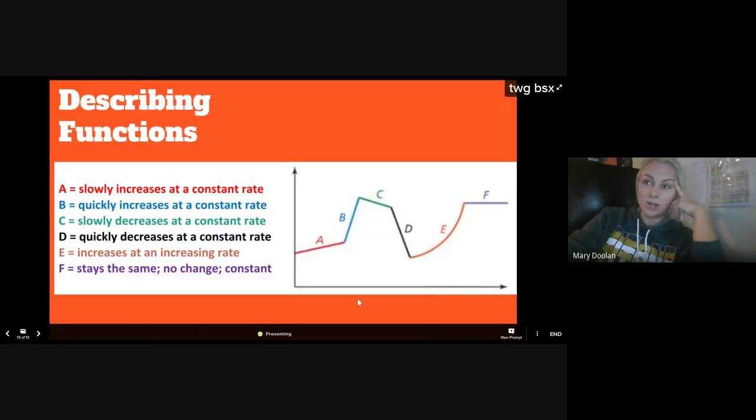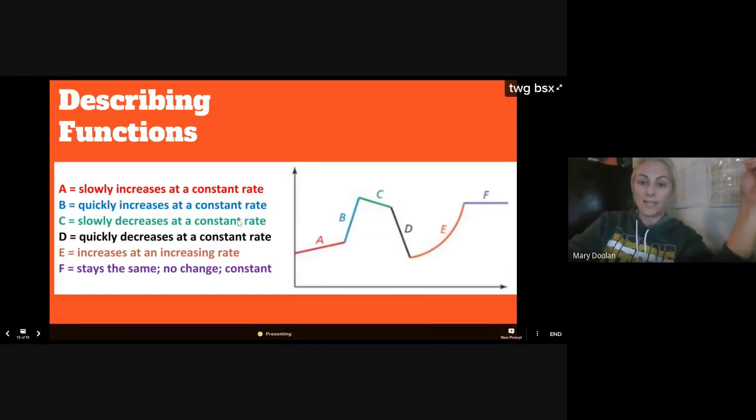Describing functions. This is a chart for you with a piecewise function. So over here, this is a function with different pieces that have different properties. So piece A, piece B, piece C, D, E, and F are all defined over here in ways that you can describe functions. So for piece A, it has positive slope. It is going uphill to the right. So we say it slowly increases at a constant rate. It's increasing. Positive slope means it's increasing. Constant rate means that the line is straight.